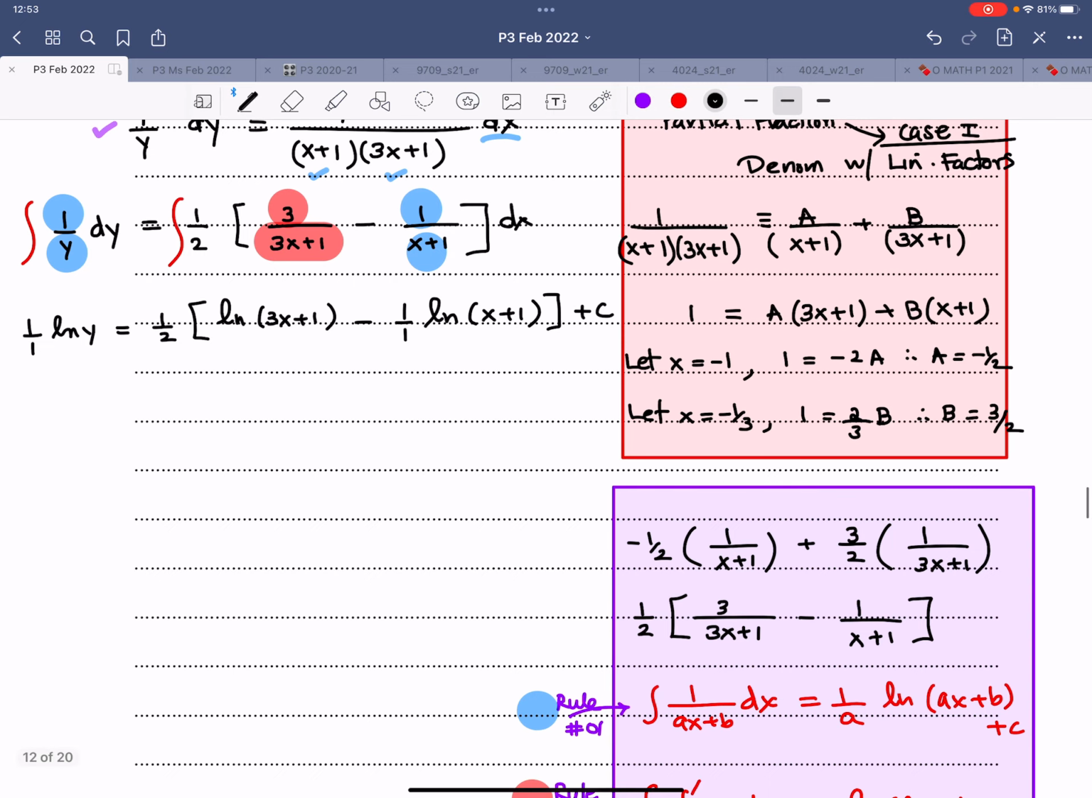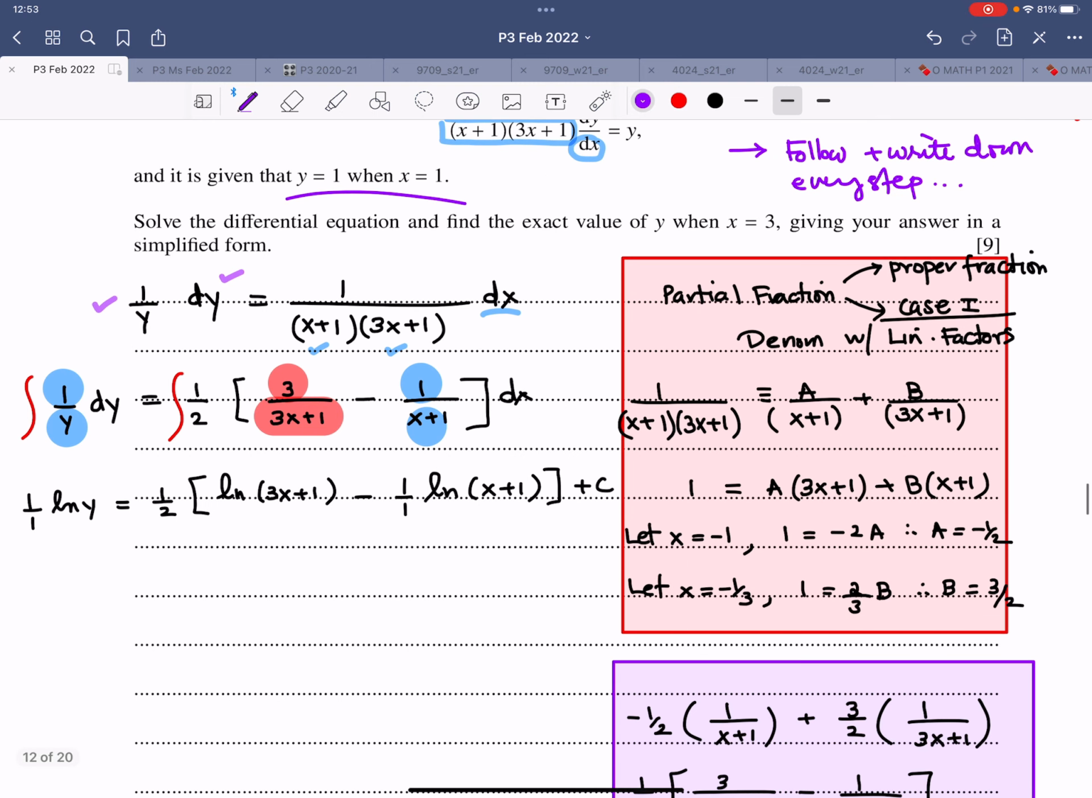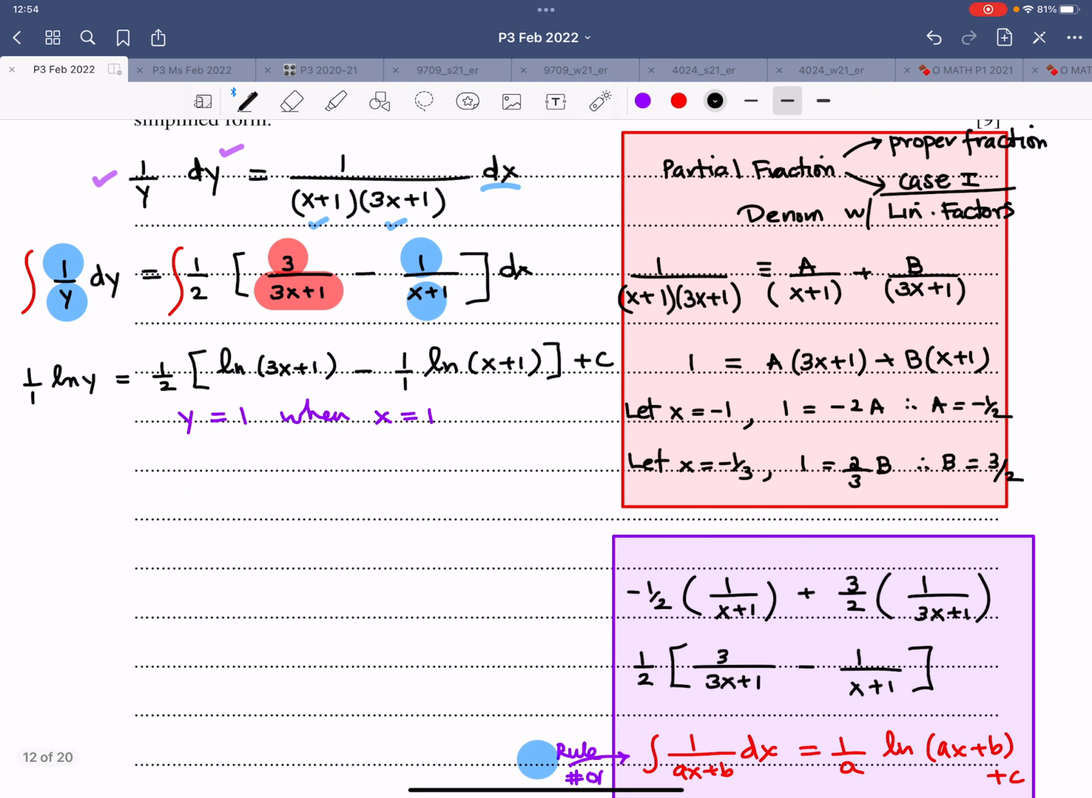Now what we do is let me plug in these conditions. So this condition is y is 1 when x is 1. So when I plug it in, this is 1 over 1 ln of 1, this is half, this is ln of 4 minus ln of 2, bracket closed, plus c. Ln of 1 is 0 and this minus rule of log is applicable. So that is half ln 4 divided by 2 plus c.